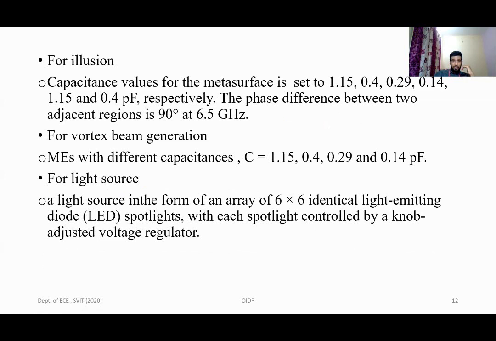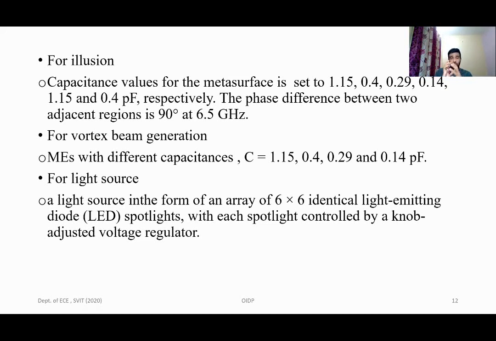picofarad at 7 gigahertz. For illusion, capacitance values for the metasurface are set to 1.15, 0.4, 0.29, 0.14, 1.15, and 0.4 picofarad respectively. The phase difference between two adjacent regions is 90 degree at 6.5 gigahertz. For vortex beam generation, metasurface elements with different capacitances, that is C_T equal to 1.15, 0.4, 0.29, and 0.14 picofarad.